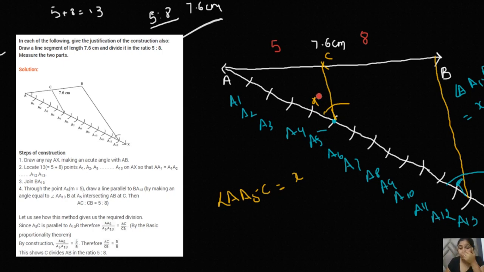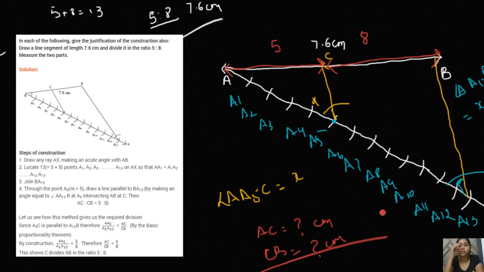Justification is the BPT theorem. Now in this particular question, you have to explain how BPT helps in getting this, and you also have to measure this AC and CB length. Let's just suppose after measuring we are getting this, and after measuring CB we are getting something. These are the centimeters you have to mention in the question.